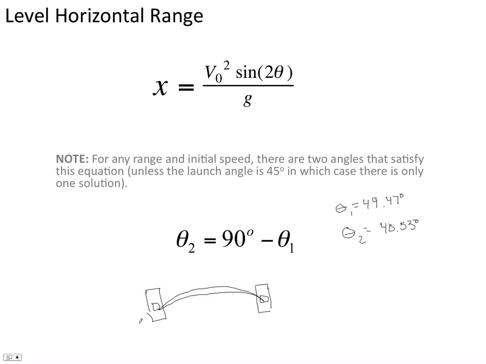But for a distance less than the maximum, there's two trajectories, two different launch angles that will give us the same range. Okay, well, I will end this discussion there, and I hope that this was helpful. We've derived another equation that I'll put on your equation sheet for the exam, so we don't have to go through all that again. But remember that this equation is only valid for level horizontal range, where the vertical takeoff position is the same as the vertical landing position.